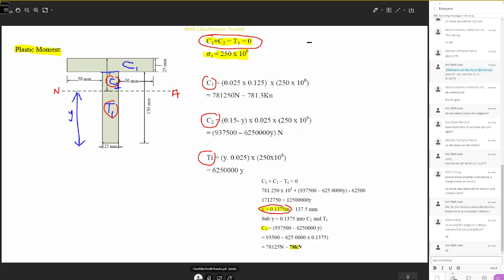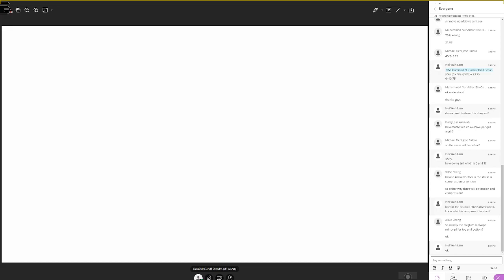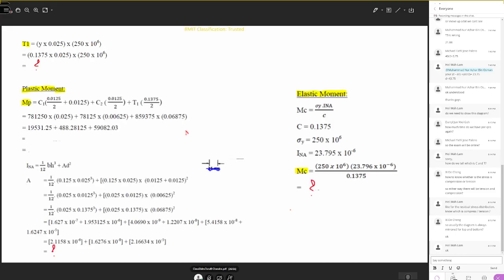So here there is no need for you to draw the residual stress distribution. No need to calculate the residual stresses. So this is a simple and straightforward question. You're just calculating only the plastic moment and elastic moment. So you calculated what is T1, C1 and C2, then for the plastic moment, you can just apply this formula. Then you need to calculate inertia through the neutral axis for calculating the elastic limit. So for elastic moment, you can apply the formula, then just calculate.